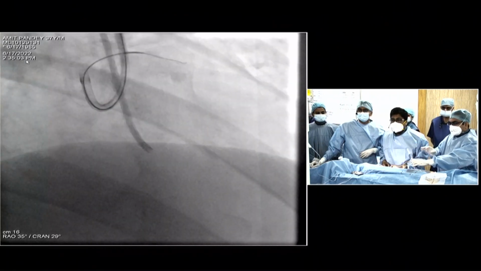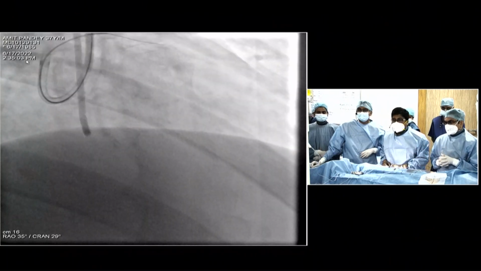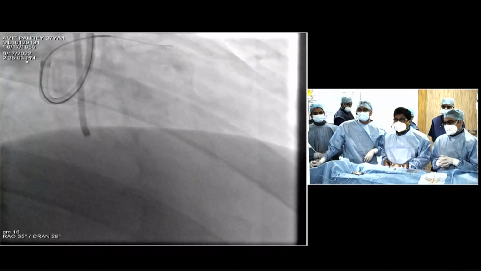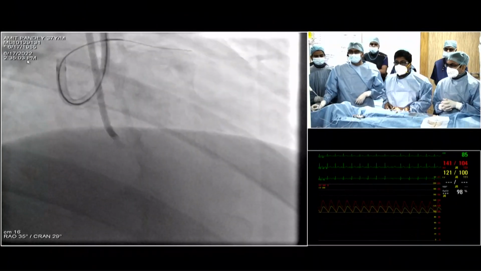We'll just stay with Dr. Goel for an additional minute because we started a little bit later, and then we'll go to Dr. Werner's lab. Dr. Goel, we're going to stay with you for another minute or so, and then we're going to switch to the other lab, and then we'll be back.